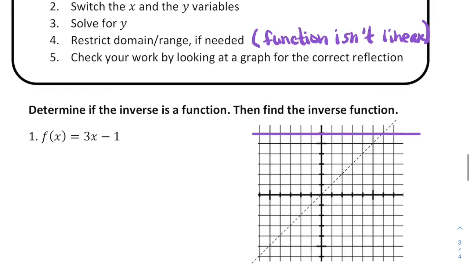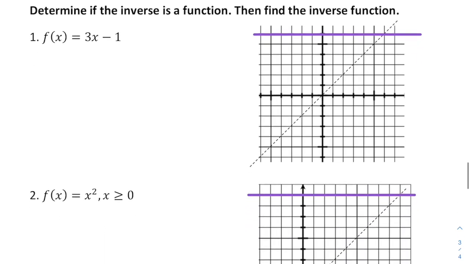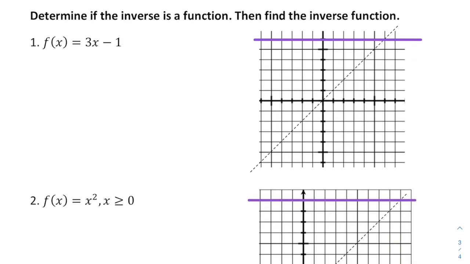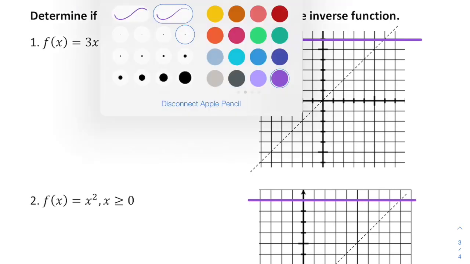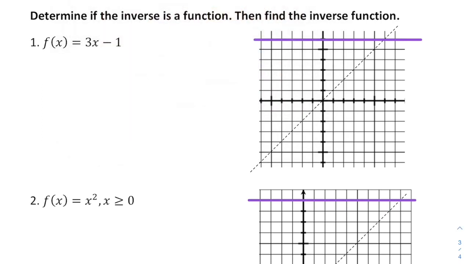So the first thing that we want to do is determine if the inverse is a function, and then we want to find that inverse. So I've drawn my horizontal line here. I'm going to use that for my horizontal line test in a minute, but I guess I need to plot my function if I'm going to determine if the inverse is a function. So let's go to Desmos.